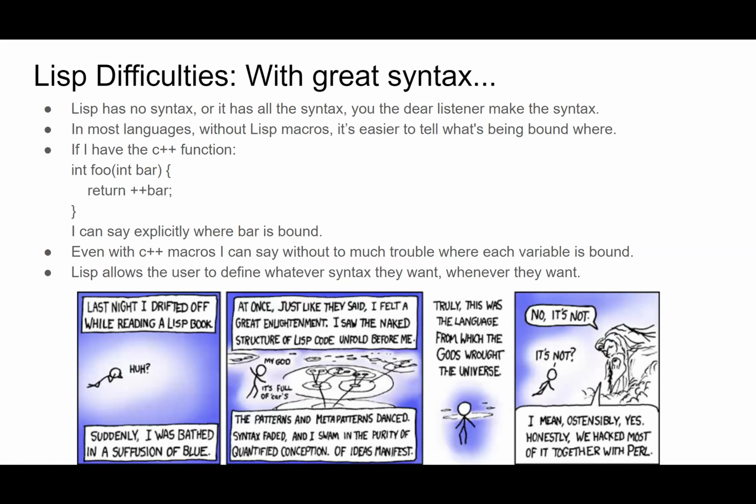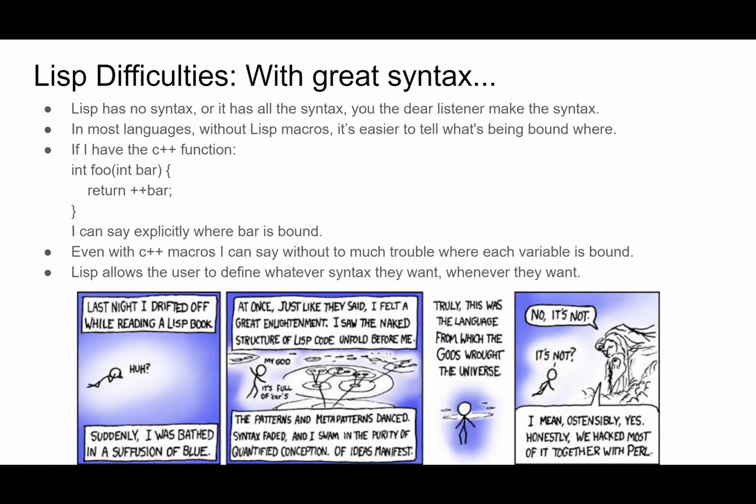It gets worse. The reason we love Lisp is because it's powerful. The macro system is a big part of that. You can either say Lisp has no syntax or Lisp has all the syntax. In most languages, you don't have this. The syntax is given to you. You know how bindings are going to look. In C++, modulo the macro system, you know where the bindings are. And even then, the macro system in C++ is fairly weak. You can still fairly easily tell what's being bound and where.